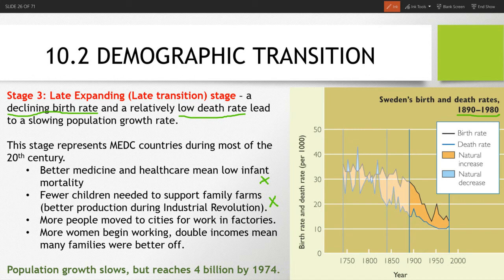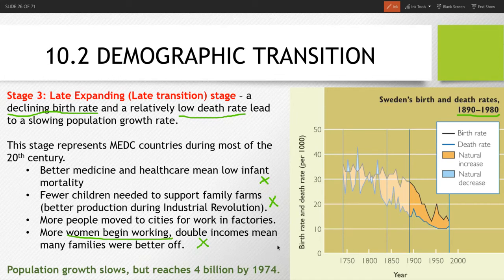So that'll contribute to fewer births, but it'll also contribute to people moving to places where larger numbers of children are not required to support families. Not in the same way, certainly. And finally, we get more women beginning to work, and therefore you get double incomes in families, which could mean many families become better off. So this whole point of women beginning to work is vital.